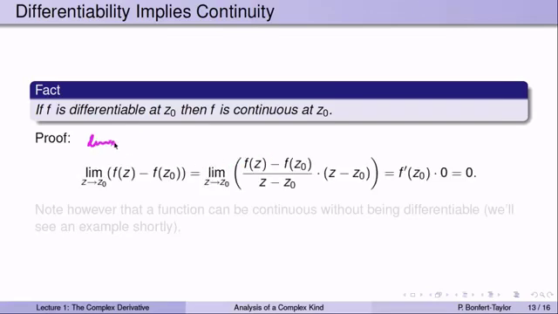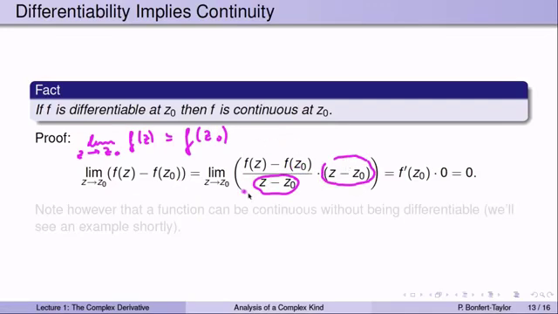Instead of showing that the limit of f(z) is equal to f(z0), which is what we need to show for the function to be continuous at z0, we'll bring this f(z0) to the other side, and look at f(z) minus f(z0), which then needs to be equal to 0 in the limit. So we look at f(z) minus f(z0) as z approaches z0. And here comes the trick. We divide by z minus z0. Well, you can't just do that. But if we also multiply by z minus z0, then we really just multiply f(z) minus f(z0) by 1. So that's allowable.